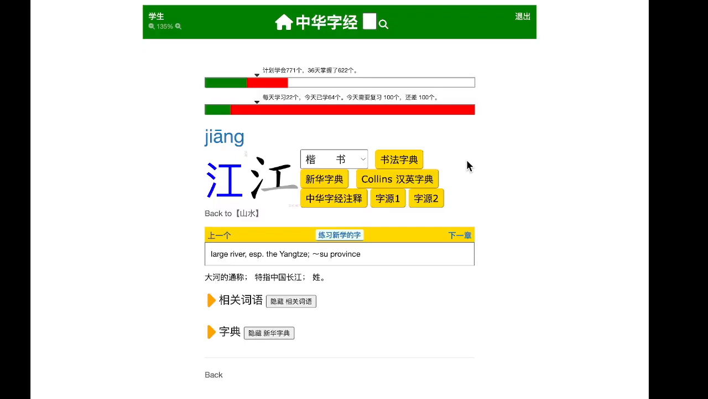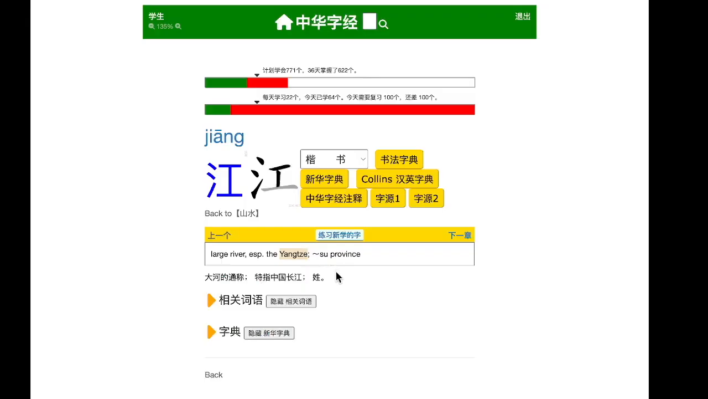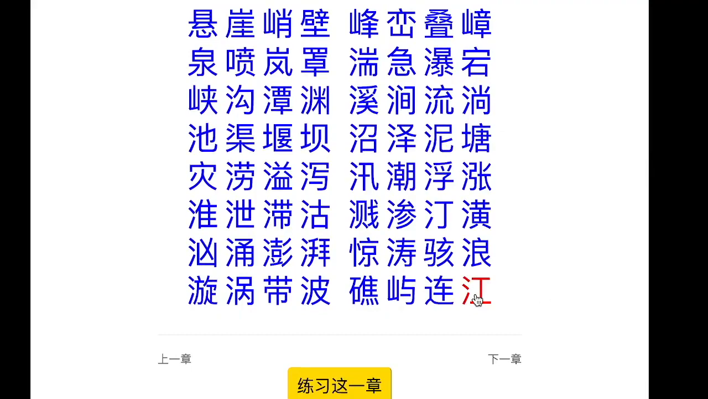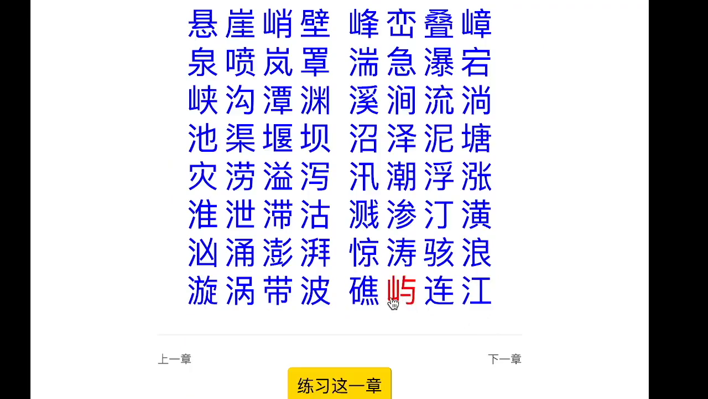And 江 refers to a large river, especially the Changjiang, the big one down here. It's also called the Yangtze, and that's the name Anglophones use. It's also the jiang in Jiangsu province, so the short name of Jiangsu province is called jiang. Large river. It's the way that the little islands form chains in a stream. Something like that.